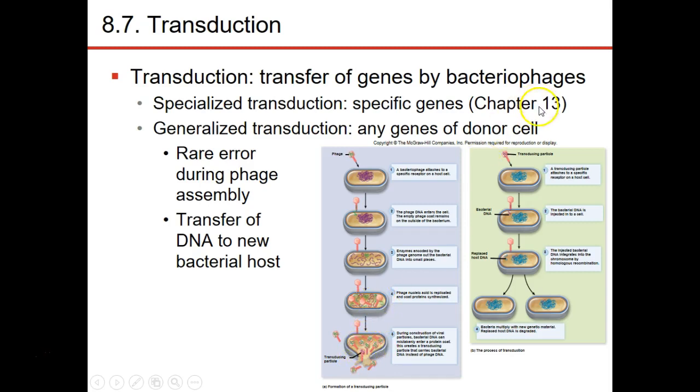That virus, when it infects a new cell, is going to release that purple DNA. The purple DNA does not take over the cell's machinery, but instead gets incorporated into the genome of the new cell. And now it has new characteristics, and all the daughter cells will have those same new characteristics.